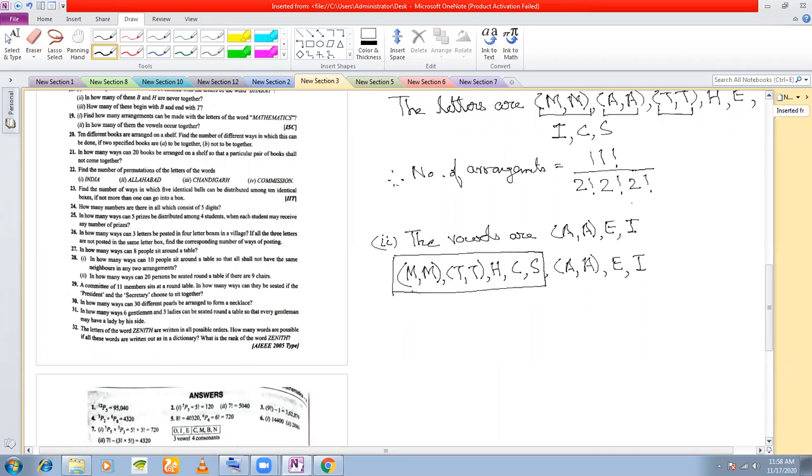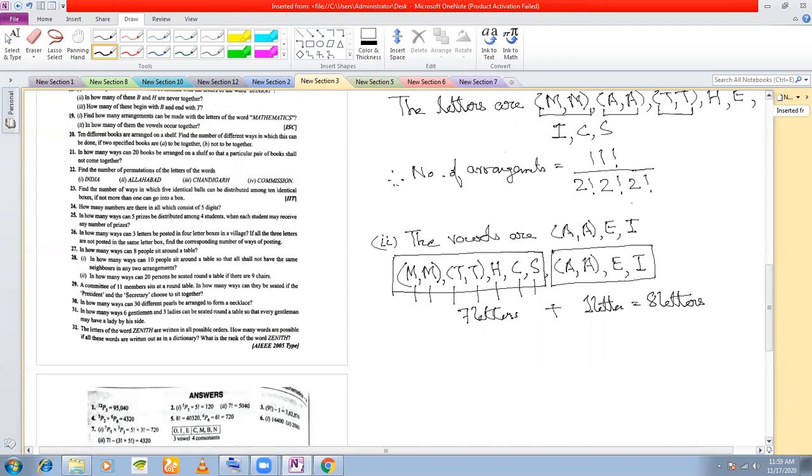So how many letters are there here? 1, 2, 3, 4, 5, 6, 7. In how many ways can they be arranged? Yes, sir. Now see here, we have 7 letters here, right? Considering this as a single entity. So you have 7 letters here and you consider the vowels as a single letter, one letter. So how many total letters? You have 8 letters.